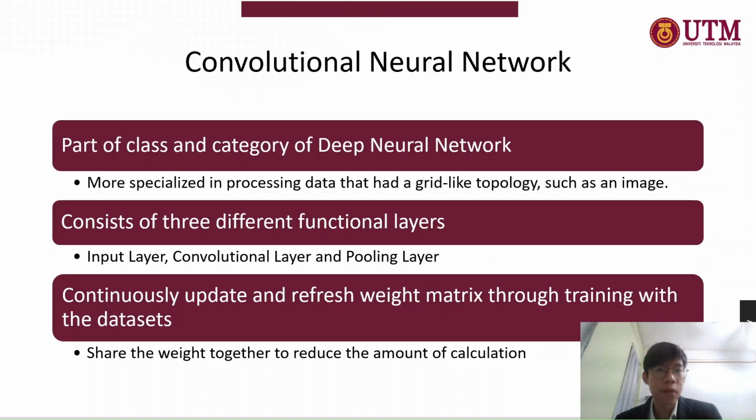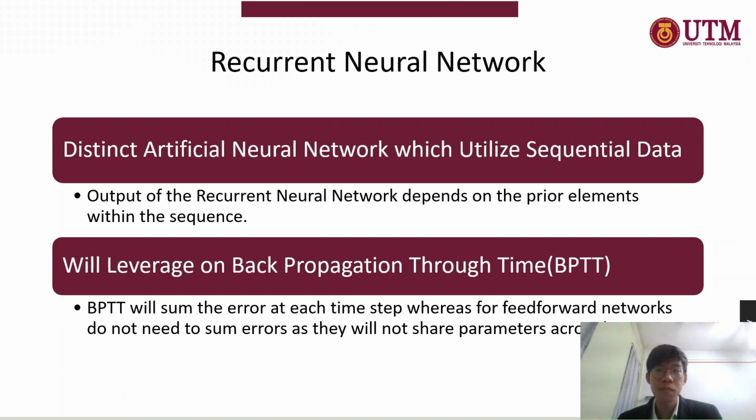I would like to present the convolutional neural network, which is also known as CNN. It is actually part of the class and category of deep neural networks, and it consists of 3 different functional layers, which are the input layer, convolutional layer, and also pooling layer. They also need to continuously update and refresh the weight metrics through training with the datasets.